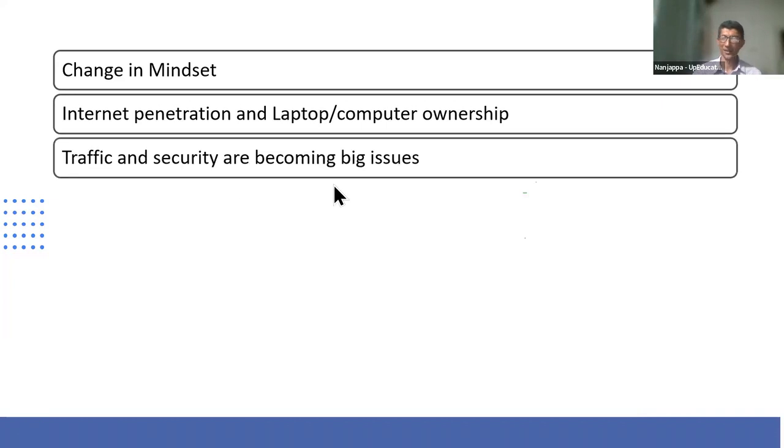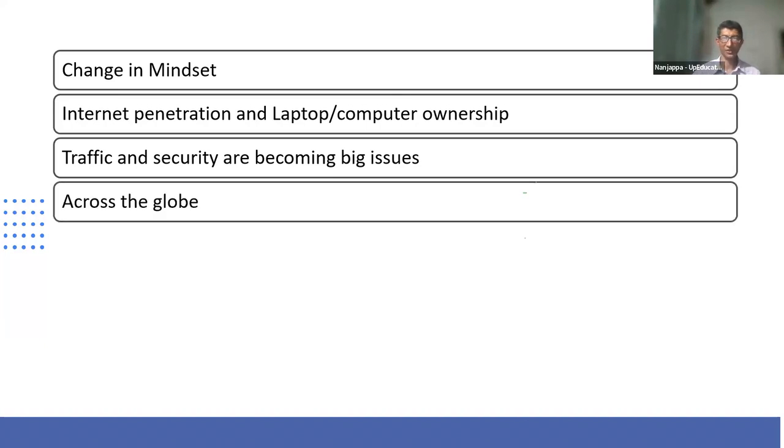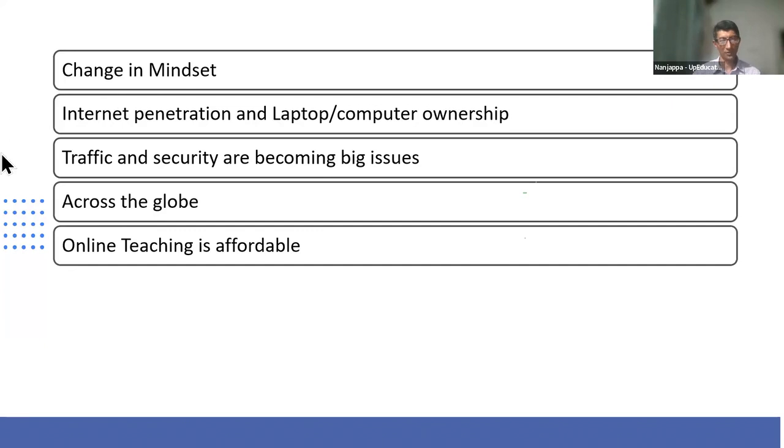Then laptop and computer ownership has increased. Right now, I think for the students to attend a class, they don't need a laptop as such. Smartphone is good enough for them to attend the sessions. Traffic and security are becoming issues. The point here, which says across the globe, is a very important thing because now you're not restricted by the geographical location.